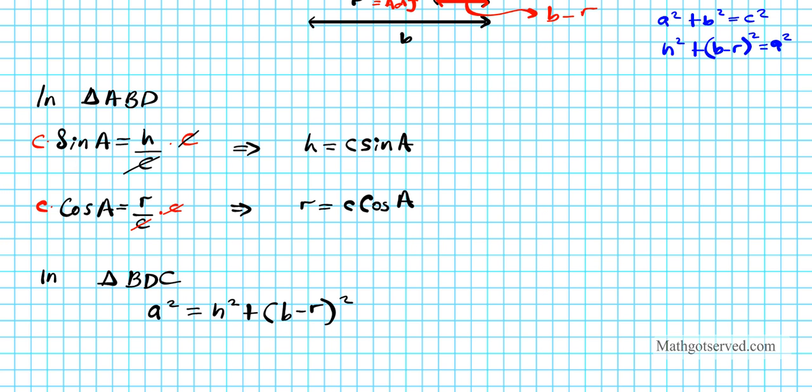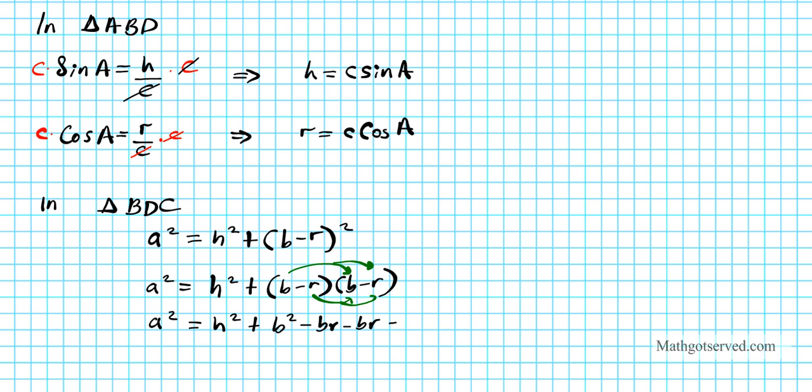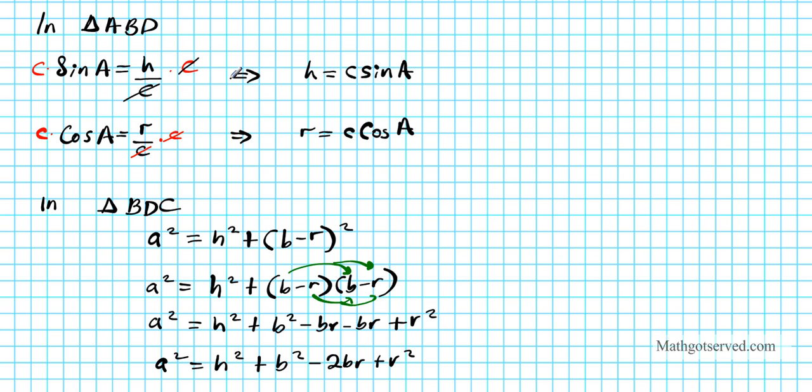So now let's go ahead and expand this equation a little bit. So we're going to have A squared equals H squared plus B minus R times B minus R, okay? So we expand B minus R and B minus R, and we just FOIL it out, first, outer, inner, last. So we're going to have B squared minus BR minus BR plus R squared, okay? Alright, so that gives us A squared equals H squared plus B squared minus 2BR plus R squared. Okay, now we're going to make the substitution of the values of H and R that we got earlier by applying right triangle trig to triangle ABD.